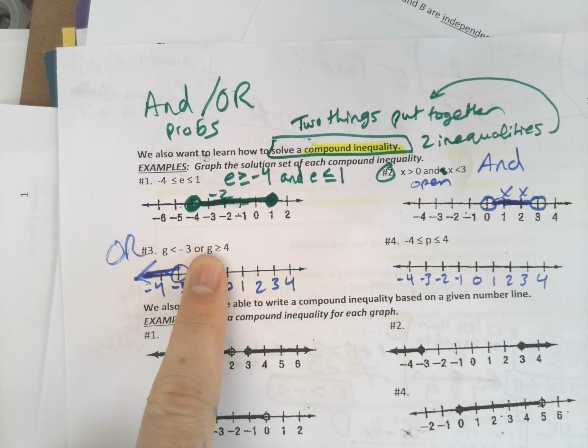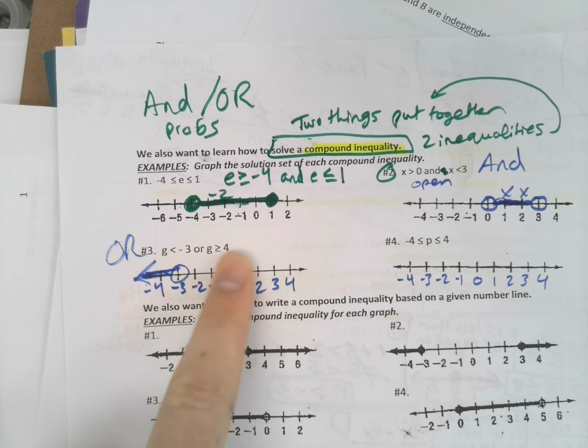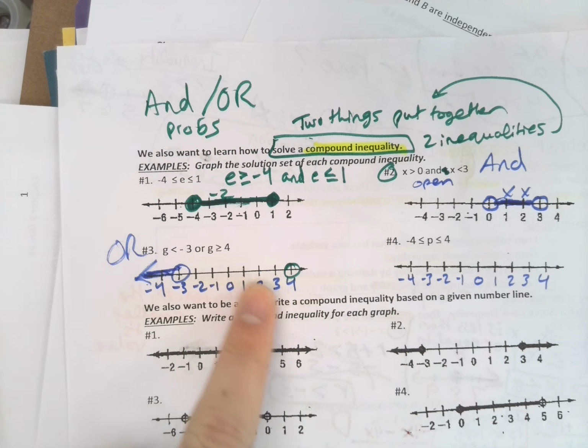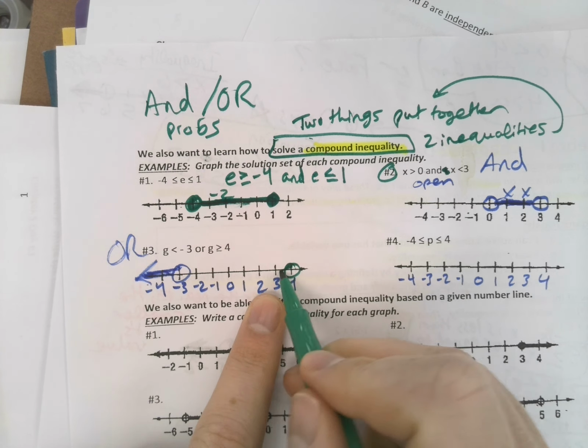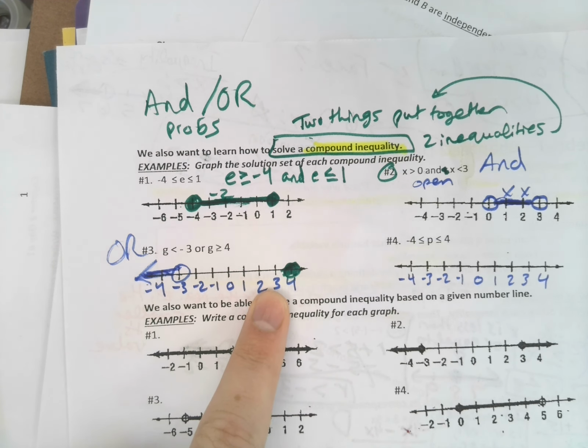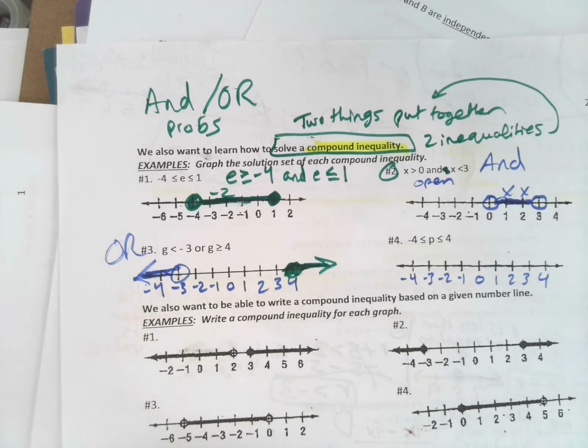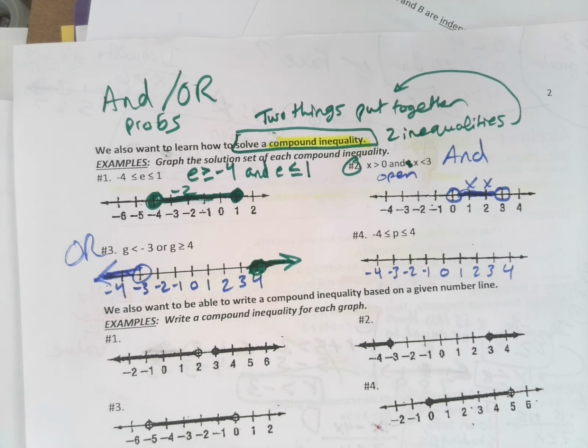But, or G could be greater than or equal to 4. And would that be a filled-in dot or an open dot? Yep. And which way are the numbers bigger than 4? To the right. Ooh. Does the shading ever intersect here? No, it doesn't. Because there is no number in existence G could be that would be less than -3 and bigger than 4, right? No number exists that's smaller than -3 and bigger than 4.